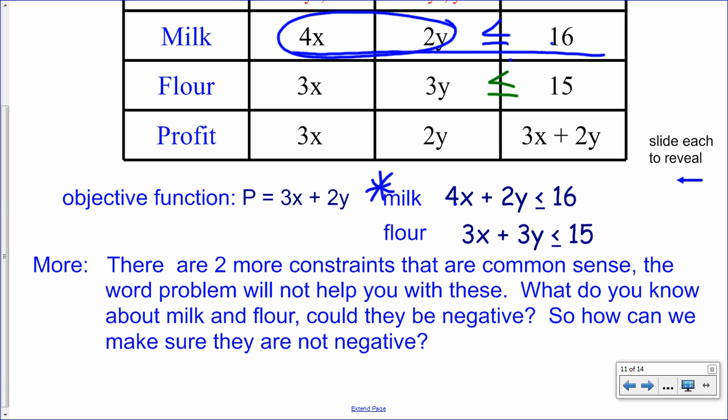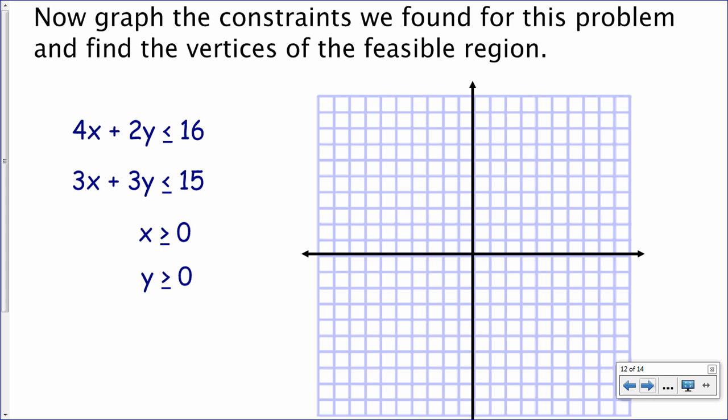No. So I know that x has to be greater than or equal to 0, and y also has to be greater than or equal to 0, because that's the corn muffins and the bran muffins, and all of this that we're talking about has to be positive. So I'm going to have those two constraints there as well. All right, so here are our 4 equations, and we are going to graph them.